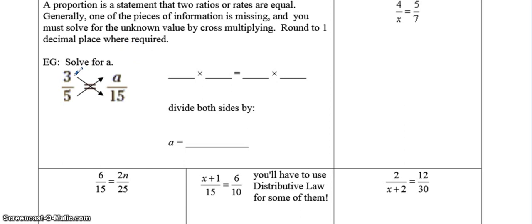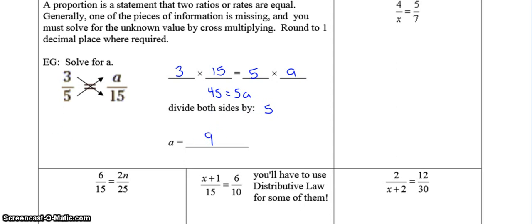Cross-multiplying means you take the numerator of one fraction and multiply it by the denominator of the other. So that's 3 times 15. And that's equal to the opposite, which is the denominator of the first fraction multiplied by the numerator of the second fraction. So 5 times a. So that's basically 45 is equal to 5a. Then to solve for a, divide both sides by 5, and you will get a is equal to 9.